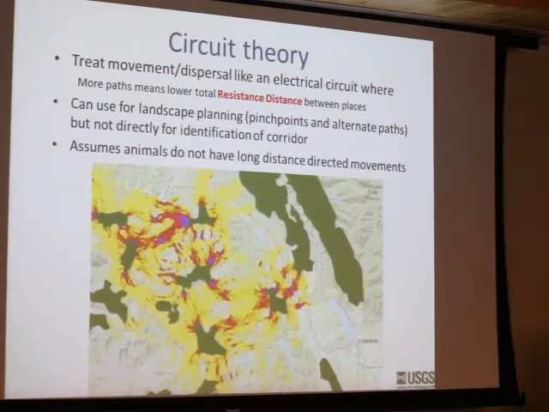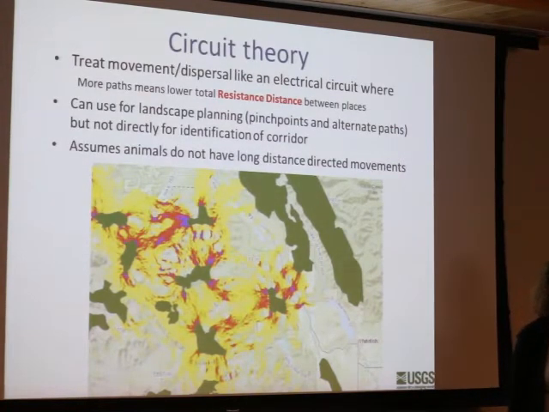Go ahead. Do you find it accurate, though, for small distances? Because I find it difficult to believe that there are so many corridors for the animals to go there when it's like 10 meters. I mean, yeah, it's one path. I cannot make circles and circles and stuff.